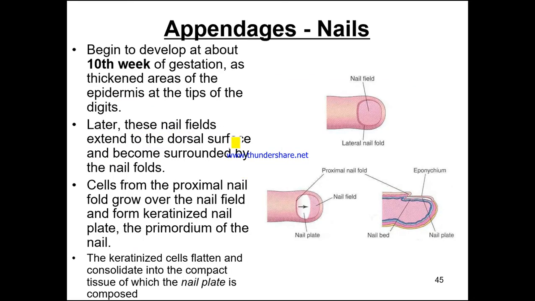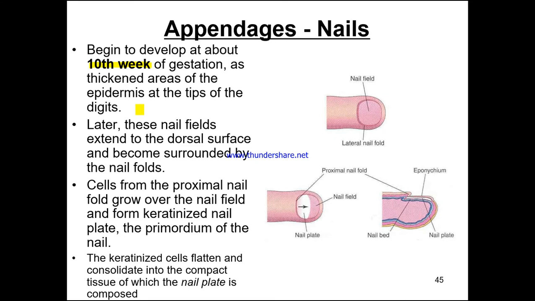The nails, also appendages, begin to develop about the 10th week of gestation as thickened areas of the epidermis at the tips of the digits. Later, these nail fields extend to the dorsal surface and become surrounded by the nail folds. Cells from the proximal nail fold grow over the nail field to form the keratinized nail plate, the primordium of the nail.